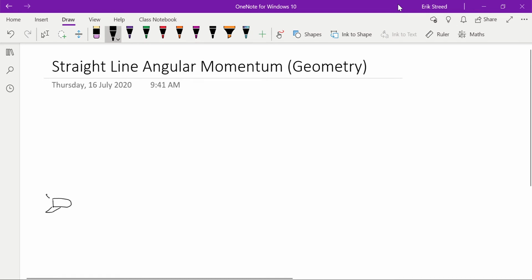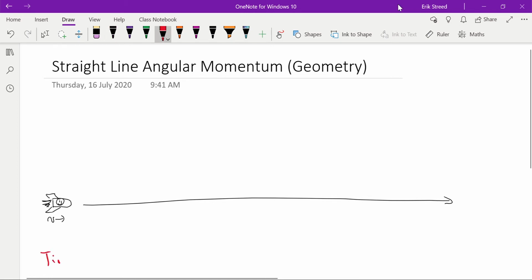So we're going to start off with our little rocket ship over here. And again, I am not a graphic artist, so it's going to be a little questionable in quality, but hopefully it will help. Our little rocket ship is moving with a velocity v, going that way. So in a time period t, it's going to move a particular distance.